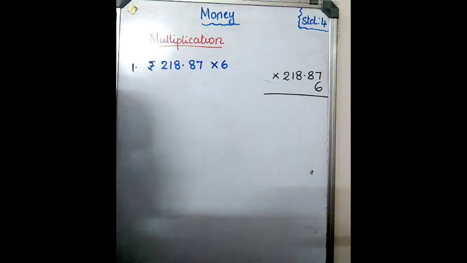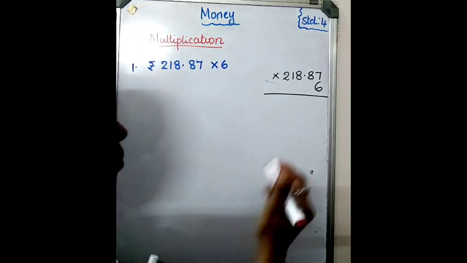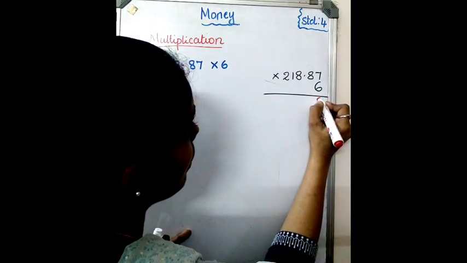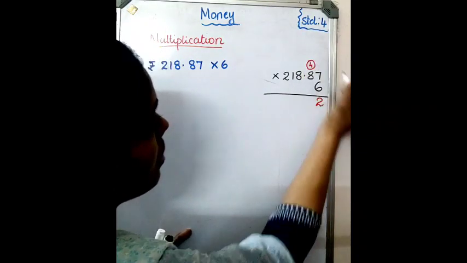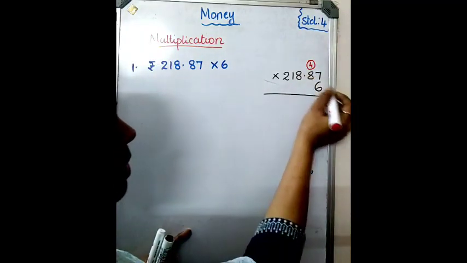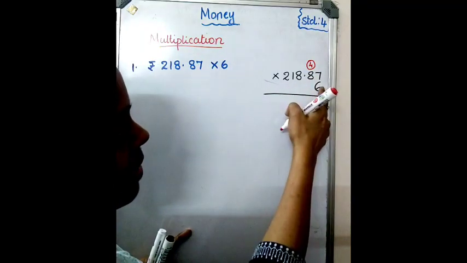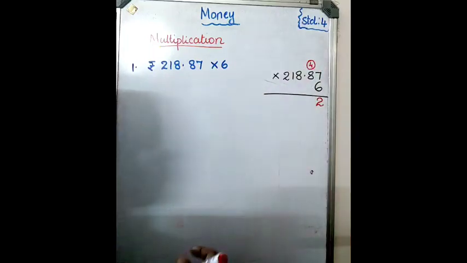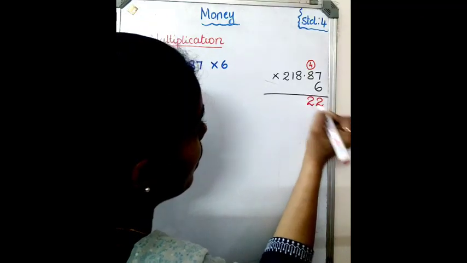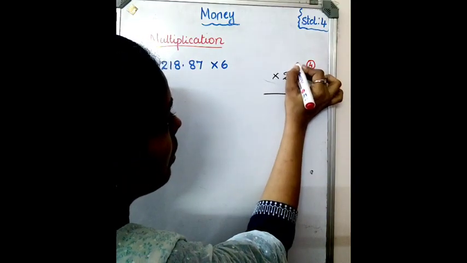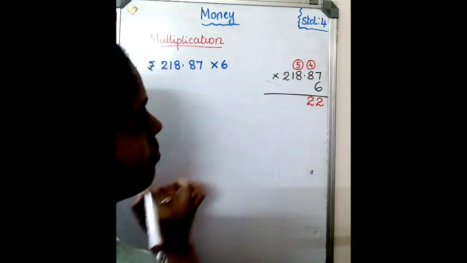6 sevens are 42, we write 2 here. 4 carry over goes to this place. 6 8s are 48. 48 plus 4 is 52. We write 2 here. 5 carry over goes to this place.